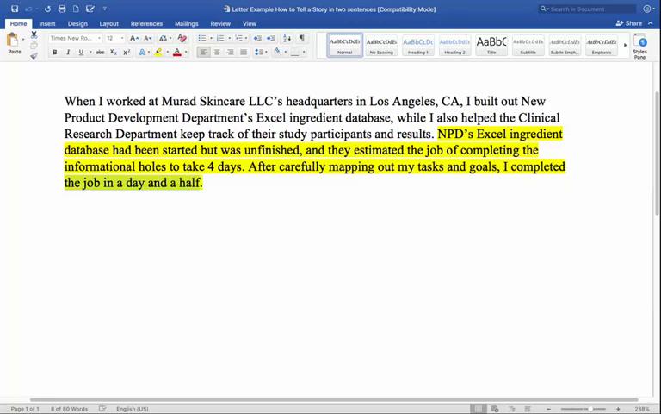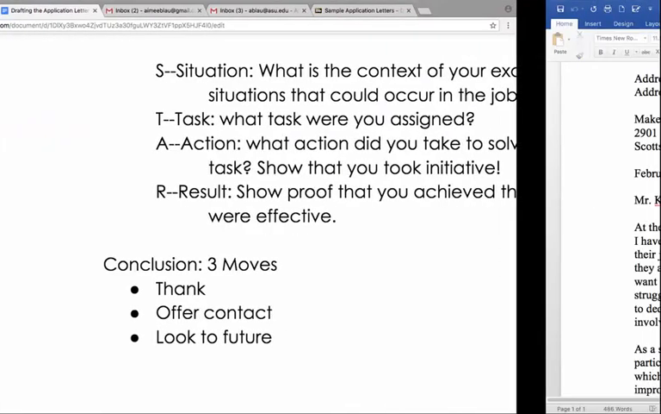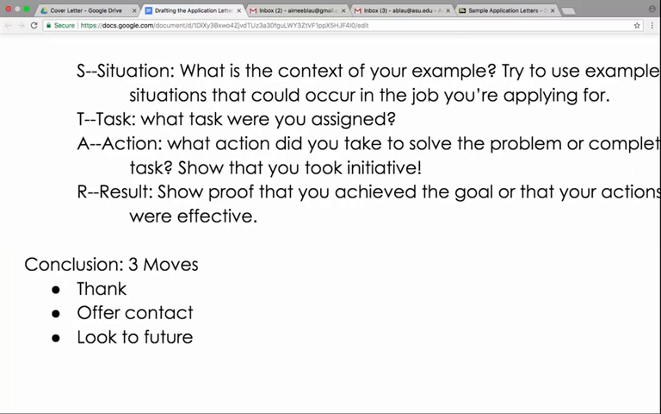So here's an example of a 2-sentence STAR method paragraph. We've got one sentence that sets up the situation. The task is to keep track of their study participants and results. It had to do with working on a database. Then we've got the action, filling the information holes, and the result was that it took a lot less time than they originally thought. So the student is proving that they're very efficient, that they did a good job, and things like that. Okay? So that's how you can do it, and like that example, it doesn't have to take up a ton of space.